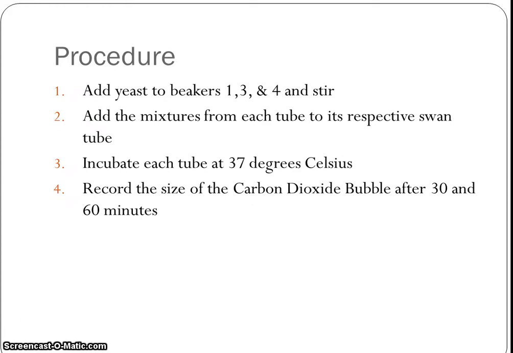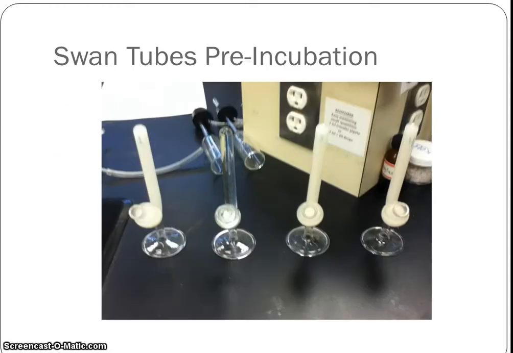The procedure was to add yeast to beakers 1, 3, and 4 and stir. Beaker 2 again, we did not add yeast. Add the mixtures from each tube to its respective swan tube. The swan tubes allowed for us to measure the CO2 production in its unique shape, and we incubated each swan tube at 37 degrees Celsius for 1 hour. We recorded the size of the carbon dioxide air bubble after 30 and 60 minutes.